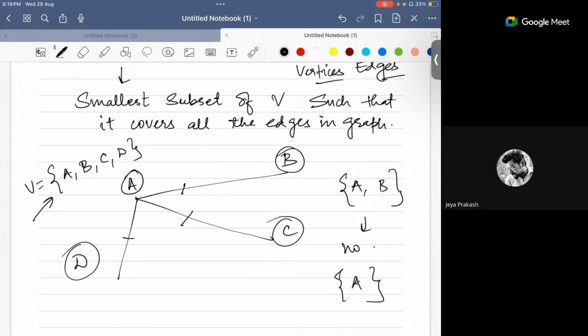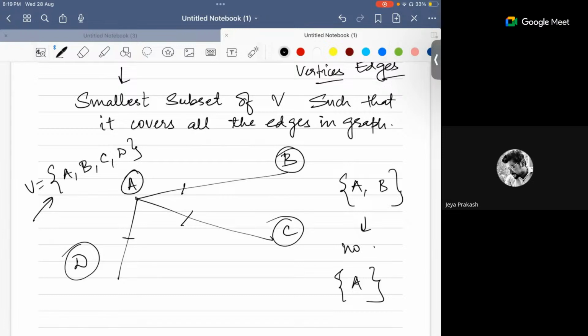So the definition is pretty simple: the smallest subset that you have to pick out from the whole set of vertices, V, the bigger set of all your vertices. You have to take out the smallest subset of the vertices, the combination of vertices, such that it covers all the edges in the graph.